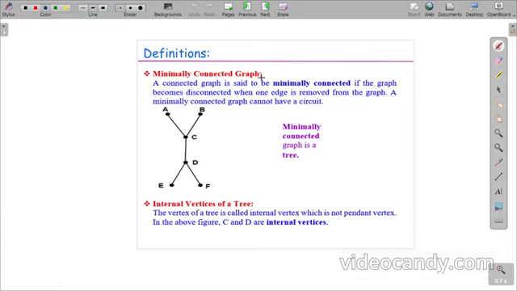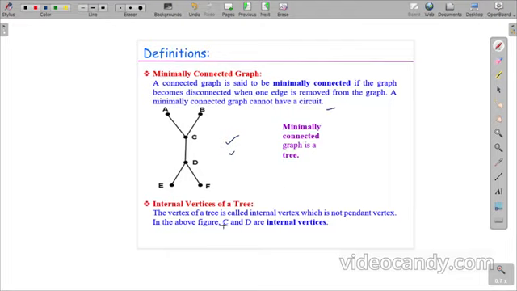Next, minimally connected graph. A connected graph is said to be minimally connected if the graph becomes disconnected when one edge is removed from the graph. A minimally connected graph cannot have a circuit. So, a minimally connected graph is a tree. This is an example of a minimally connected graph.